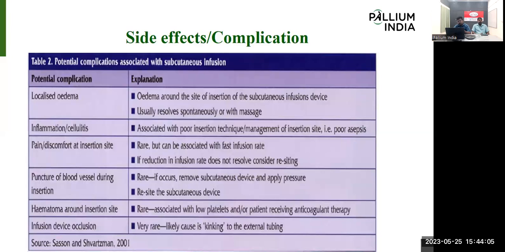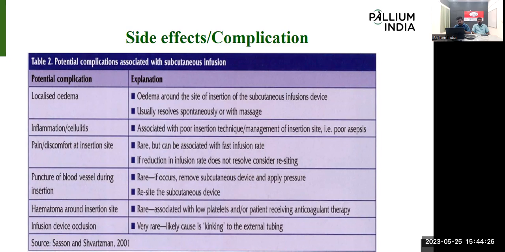So these are some of the side effects or complications that may happen in subcutaneous injection or subcutaneous infusion. First one is localized edema. Already I told you, mild edema is normal. After some time, it will subside automatically.